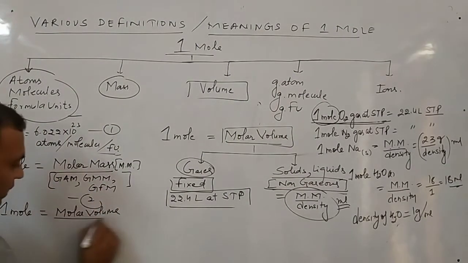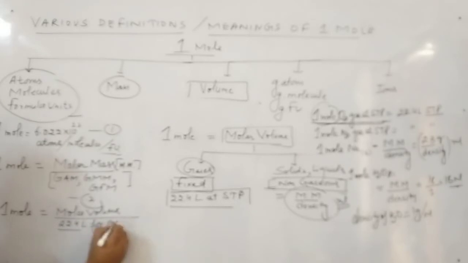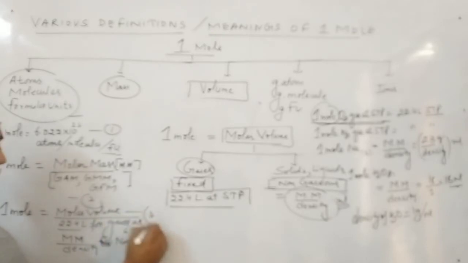This molar volume is, remember, 22.4 liter for gases at STP. Okay. And molar mass upon density for non-gases. This is, you can say, the third definition.